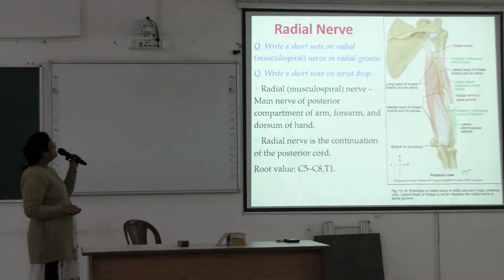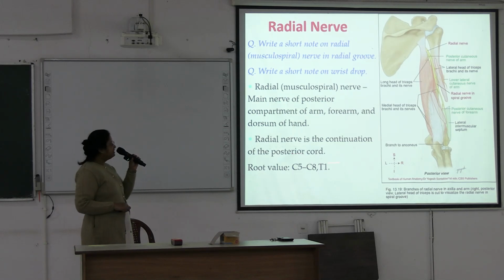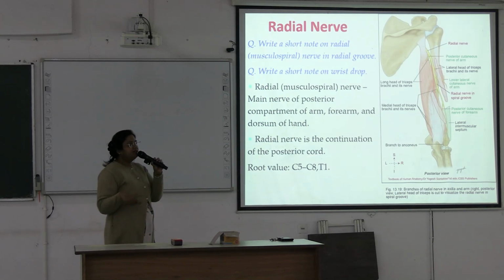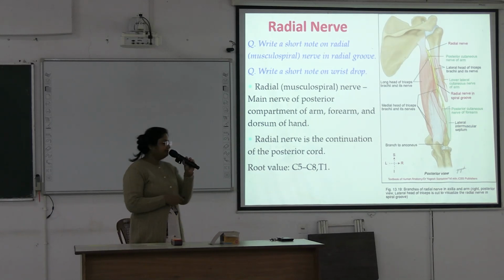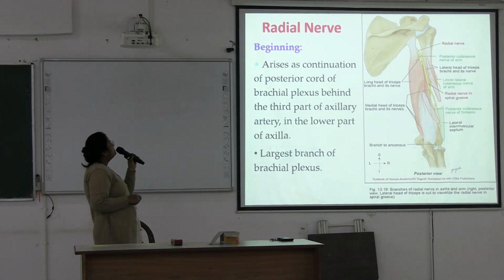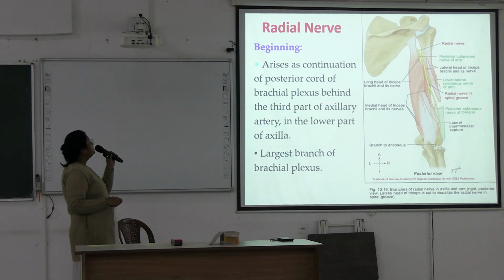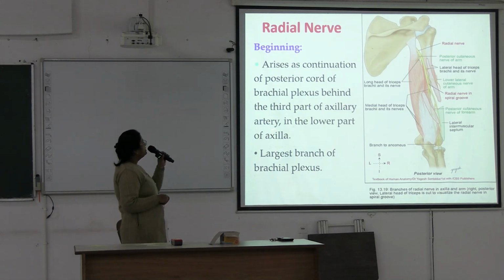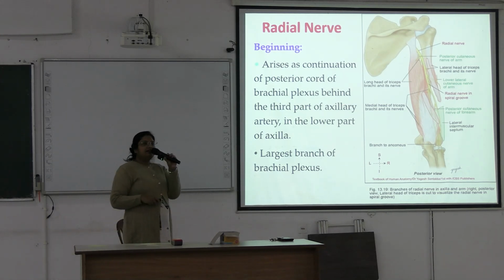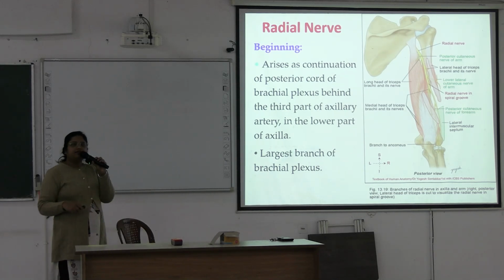And the radial nerve is the continuation of the posterior cord of the brachial plexus, and it has the root value of C5 to C8 and T1, all the root values of the brachial plexus. Okay. So how does it begin? It arises as a continuation of the posterior cord of the brachial plexus behind the third part of the axillary artery in the lower part of the axilla, and it is the largest branch of the brachial plexus. Okay.